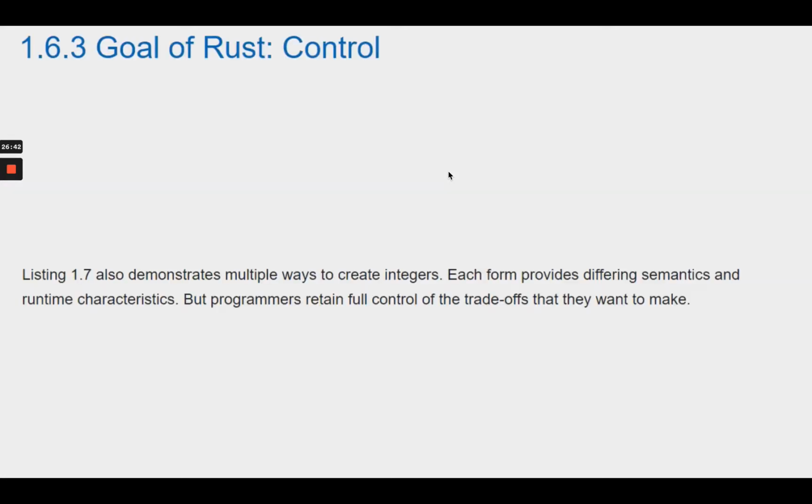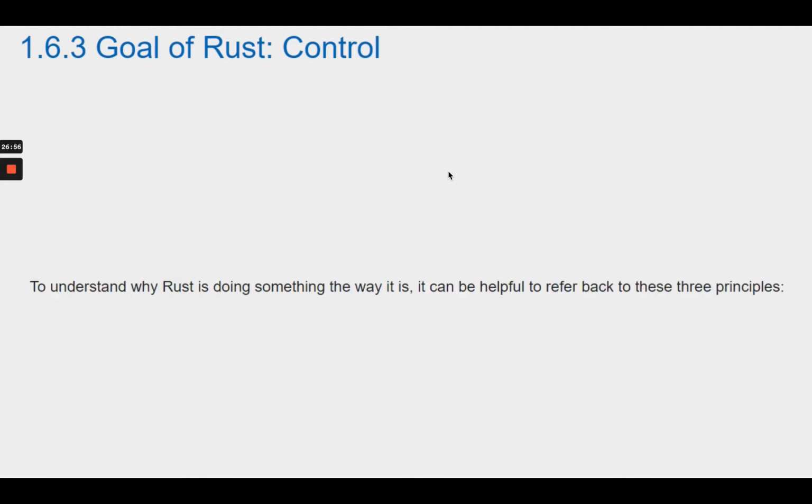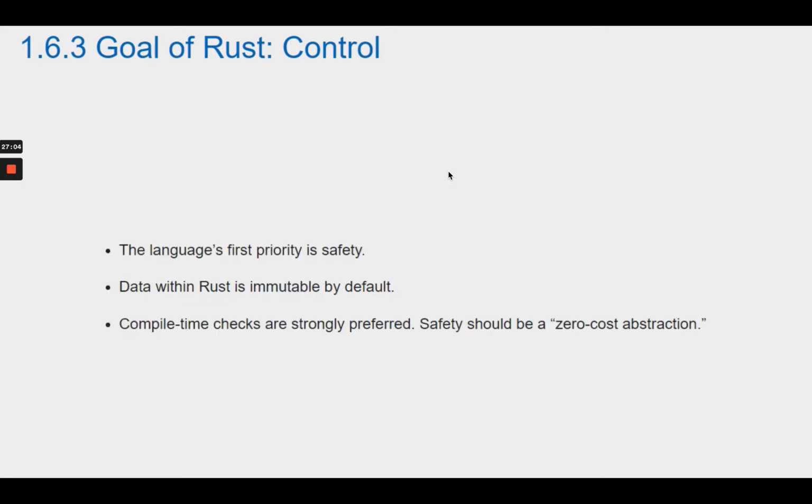Listing 1.7 also demonstrates multiple ways to create integers. Each form provides differing semantics and runtime characteristics. But programmers retain full control of the trade-offs they want to make. To understand why Rust is doing something the way it is, it can be helpful to refer back to these three principles. The language's first priority is safety.